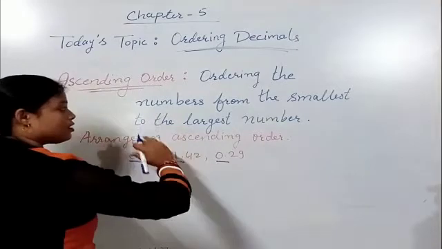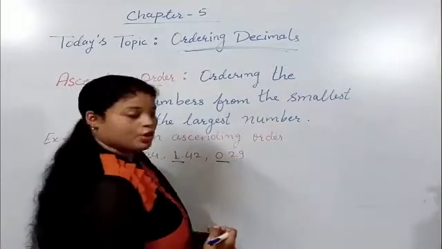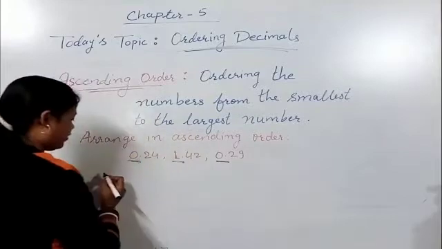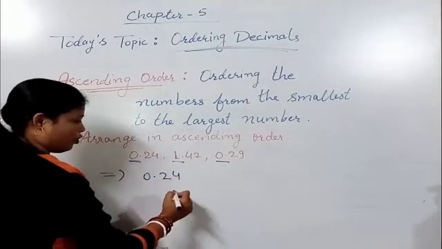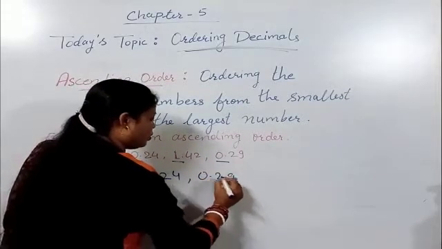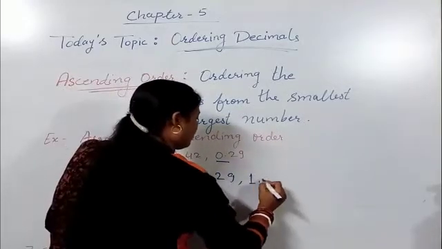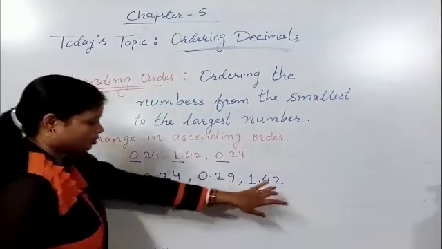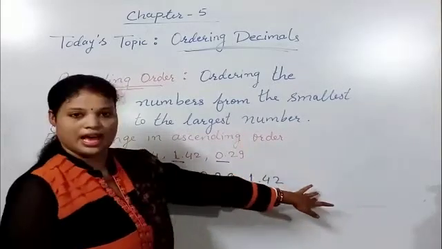We will arrange from smallest to largest, so we will write the largest number at last. So we will arrange first 0.24, then we'll write this one, 0.29, and we'll write this at last, 1.42. Now this one is fixed because we know that the largest should be last.